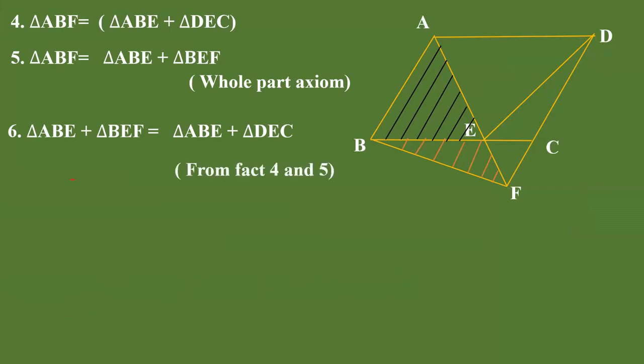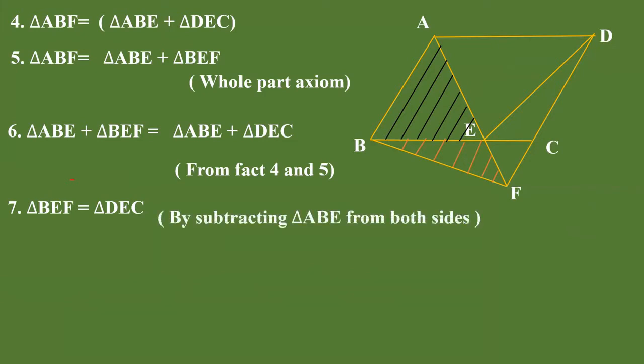Now, here we have a common triangle, ABE is common. So we can just remove this triangle from both sides. The remaining triangle is triangle BEF equals triangle DEC, subtracting the triangle ABE from both sides, right? So here it is proved, isn't it?